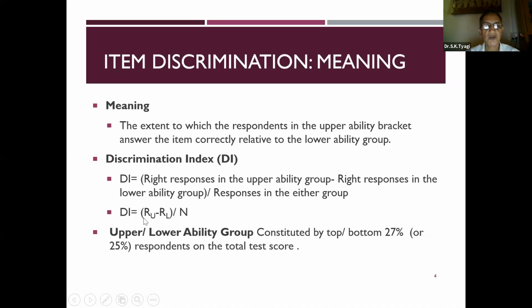In other words, symbolically, discrimination index is RU, right responses in the upper group, minus RL, right responses in the lower group, divided by N. It is the proportion of right responses in the upper ability group relative to the lower ability group. Now, one question is pertinent here. What is the upper ability group or lower ability group? Upper or lower ability group is constituted by the top and bottom 27% of the respondents on the total test score.